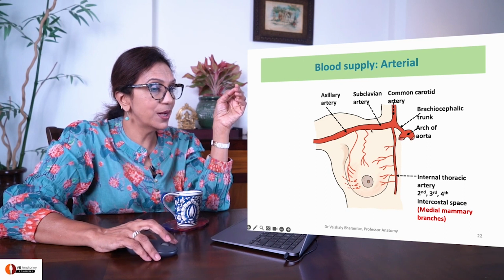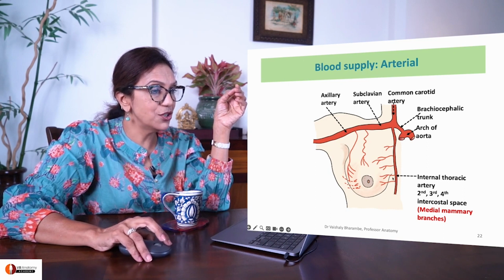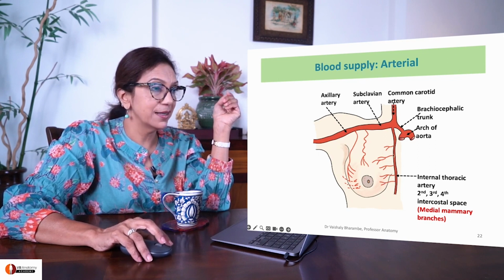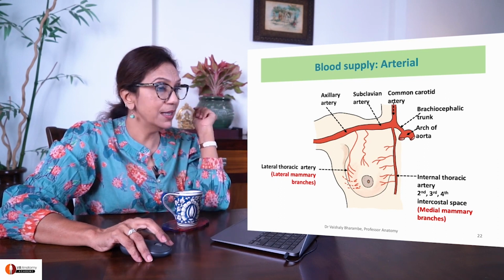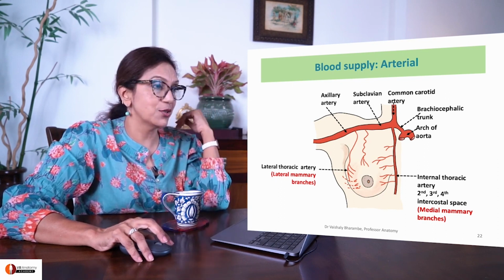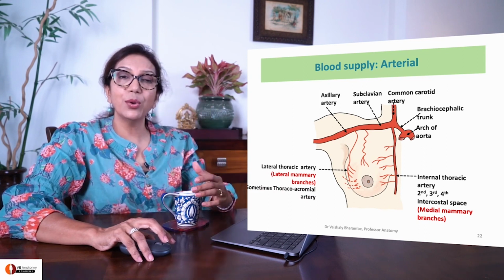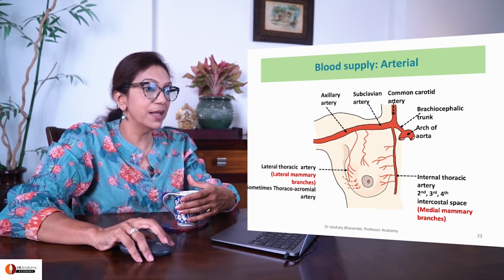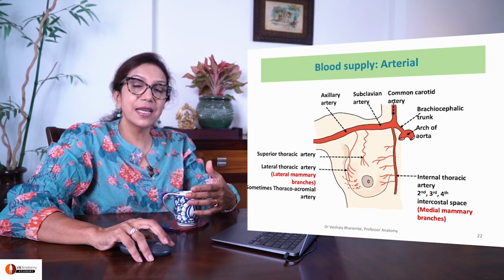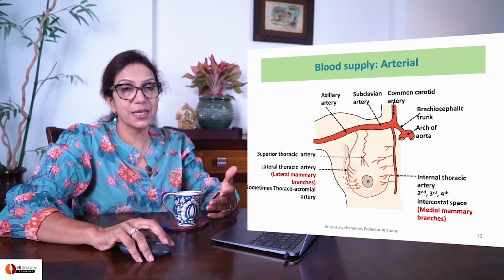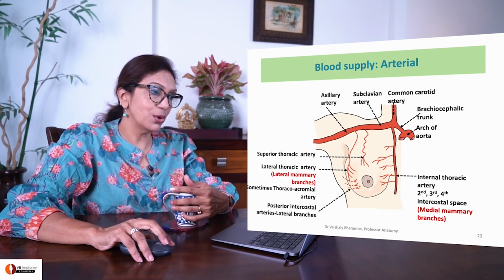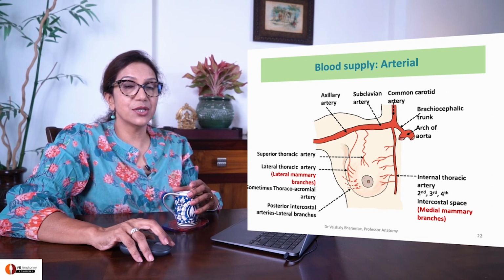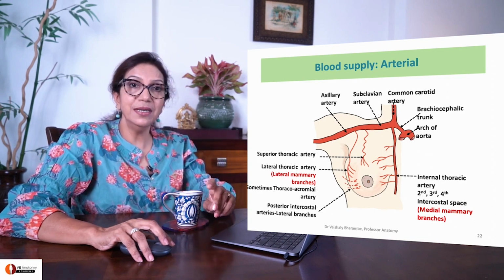So this internal thoracic gave rise to branches in the second, third, fourth space which supply the medial side of the mammary gland. Similarly, the lateral thoracic artery, a branch of the second part of the axillary, gives rise to lateral mammary branches. Also some thoracoacromial helps in this supply. The upper part of the mammary gland is supplied blood by the superior thoracic artery, part of the first part of the axillary artery. And the posterior intercostal arteries, their lateral branches, supply the mammary gland from the side.